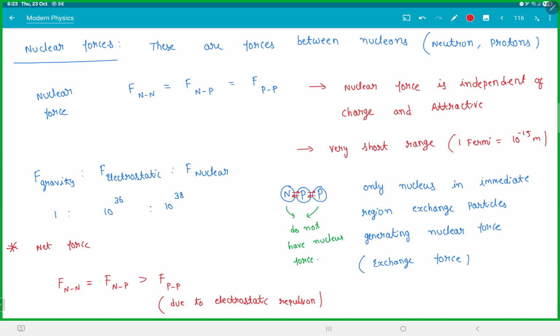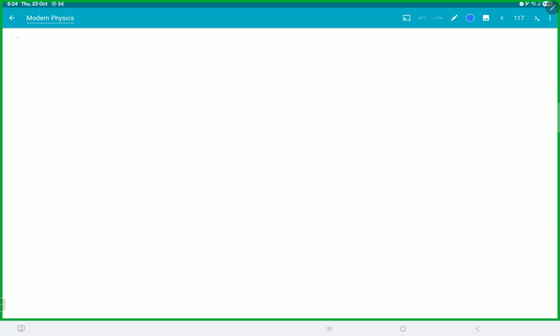Now what happens with the stability of the nucleus? So now we established the fact there is something called a nuclear force. When you take something like hydrogen, there is only one proton, there's nothing to interact. But as the size increases, stability actually starts increasing.